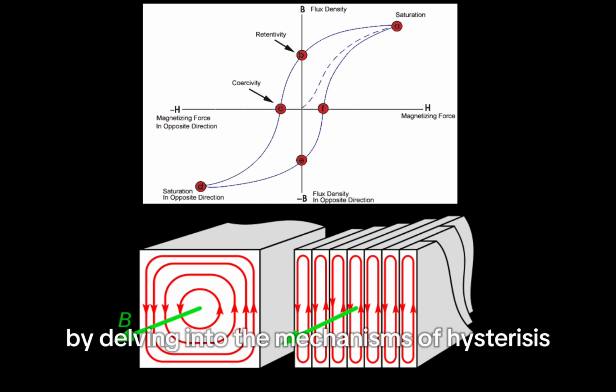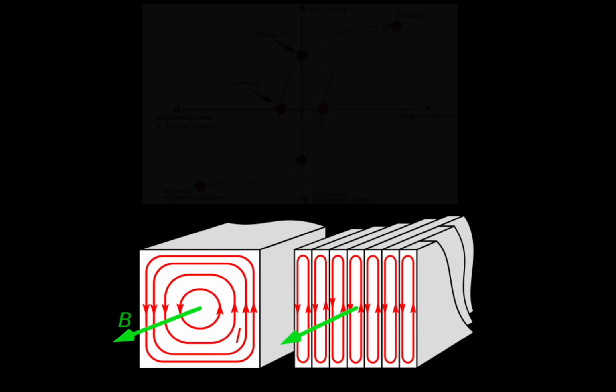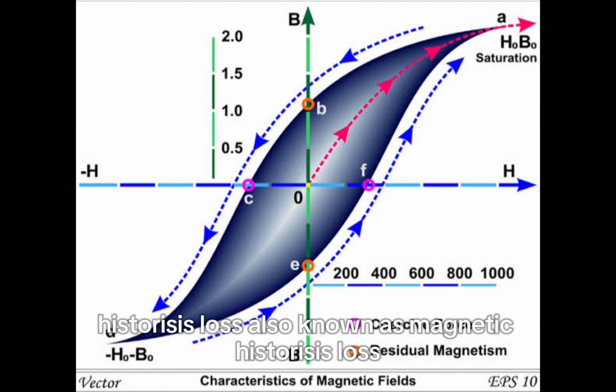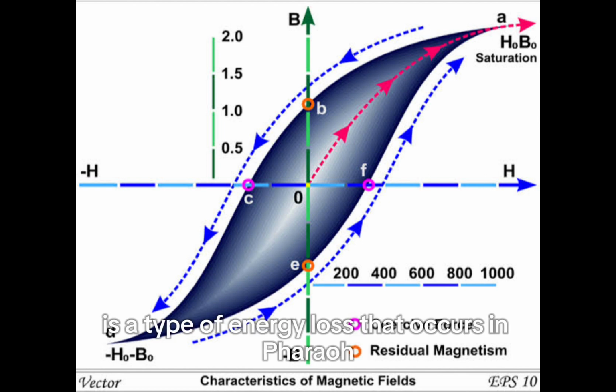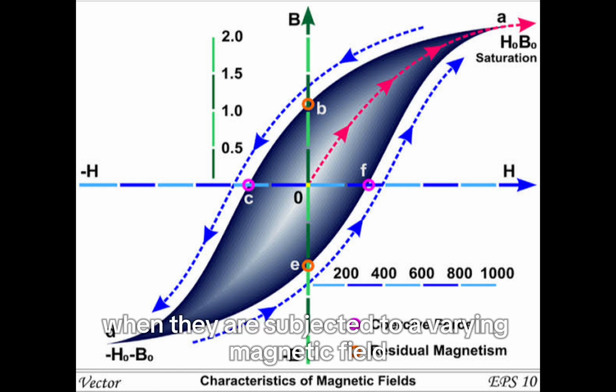By delving into the mechanisms of hysteresis and eddy current losses, engineers can optimize the performance and efficiency of electrical equipment. Hysteresis loss, also known as magnetic hysteresis loss, is a type of energy loss that occurs in ferromagnetic materials when they are subjected to a varying magnetic field.